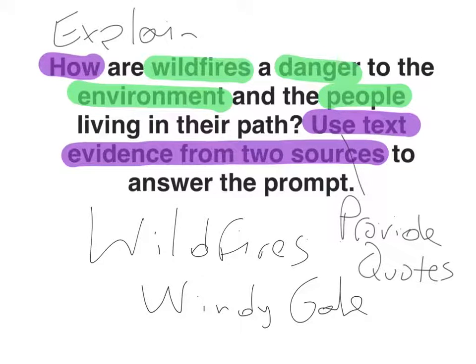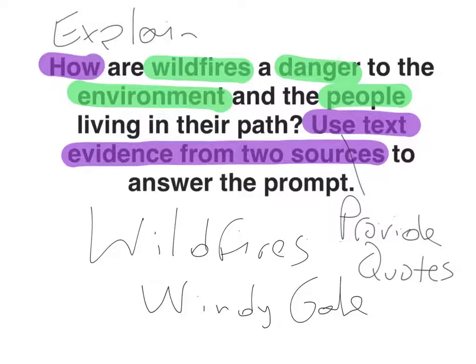out of the prompt. They're going to explain wildfires are a danger to people and the environment, or environment and people. If these key terms haven't been gone over in the unit, such as wildfires and environment, I would take a second and explain what those vocabulary words mean. I can also see when it says living in their path to describe people being difficult for students. So I might ask them, what does that mean, living in their path? What kind of people does the wildfire affect? It's not everybody. If I live 100 miles away, it doesn't bother me, but if I'm in the neighborhood, it's probably going to be an issue.